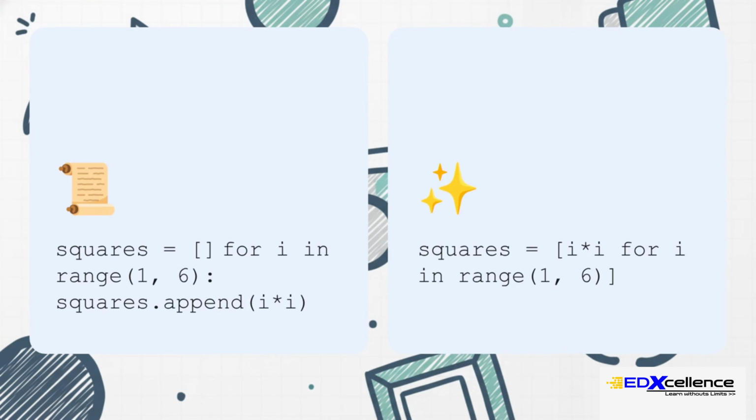I mean, just look at this side by side. It's night and day, right? On the left, we have 4 lines of code. On the right, those 4 lines get crushed down into one single beautiful line that does the exact same thing. It almost reads like a sentence. Give me i squared for each i in the range. Not only is this way cleaner, it's often faster too.